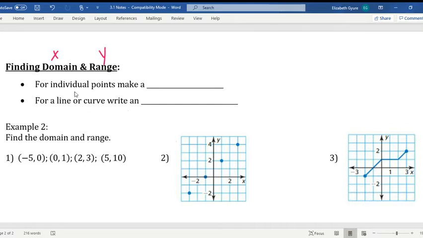If I give you individual points, like little coordinates or a T-chart, like I did on the front, what we do is make a list, because points don't connect. They're just little individual points. But if we have a line or a curve, it's continuous, right? So for those, we can't make a little list because there are all those other numbers in between, like decimals and fractions. So what we do for these is we write an inequality.